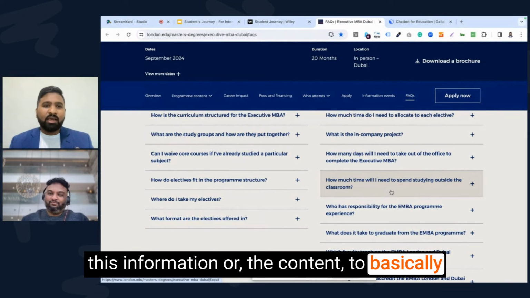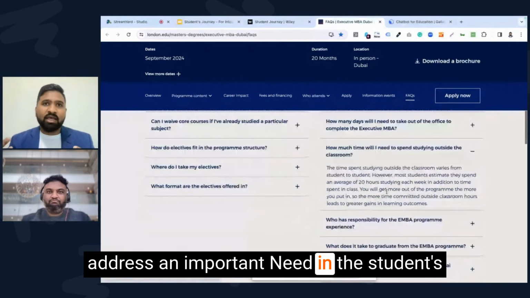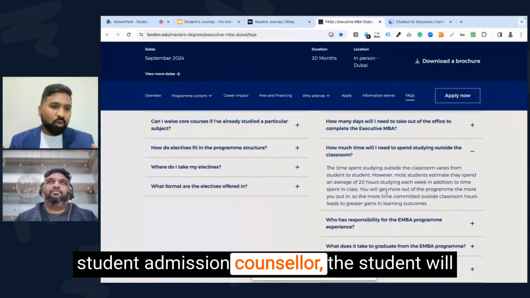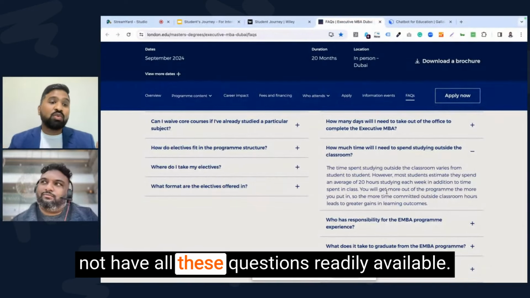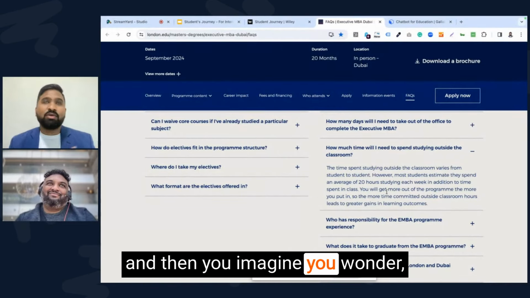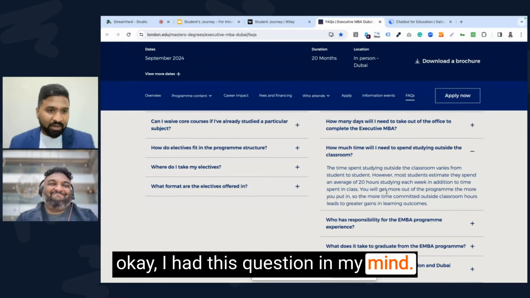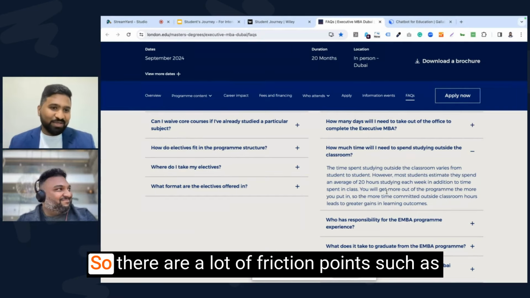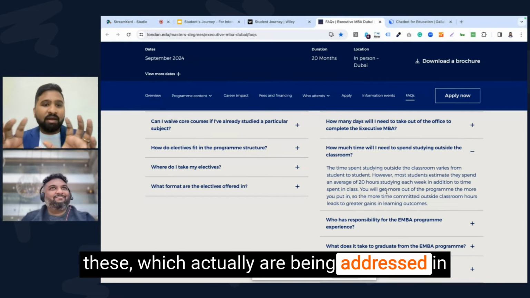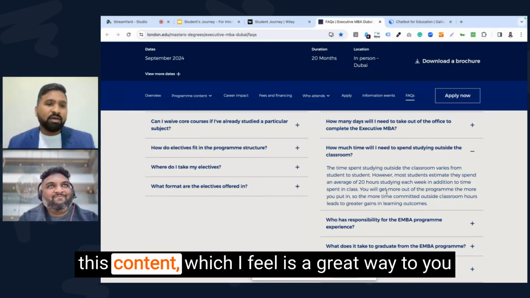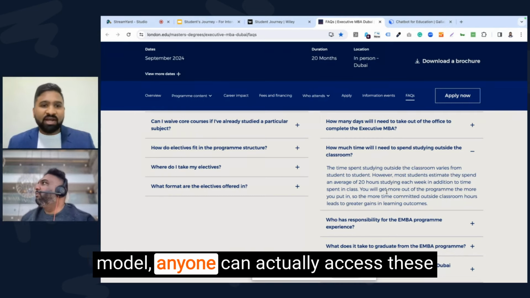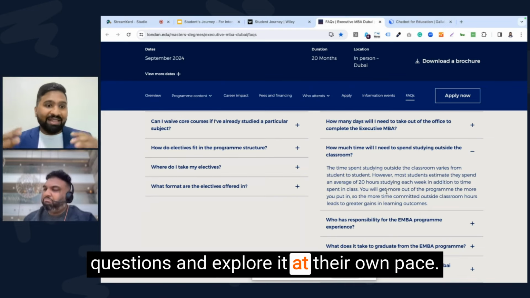to basically address an important need in the student's journey, because practically, when calling a student admission counselor, the student will not have all these questions readily available. Sometimes you keep the phone down and then you wonder, okay, I had this question in my mind, am I going to call them back? No. So there are a lot of friction points such as these, which are being addressed in this content, which I feel is a great way, going back to the self-service model, for anyone to access these questions and explore at their own pace.